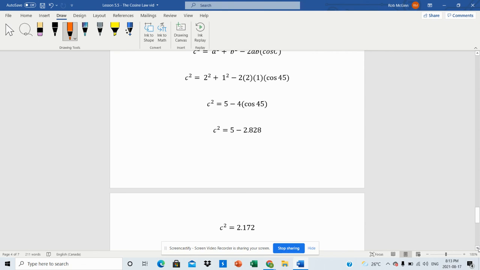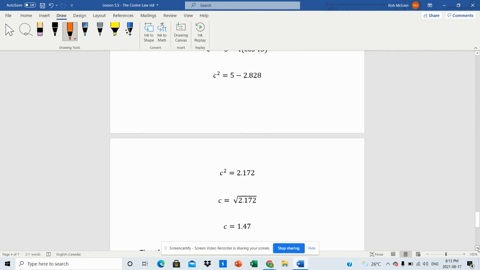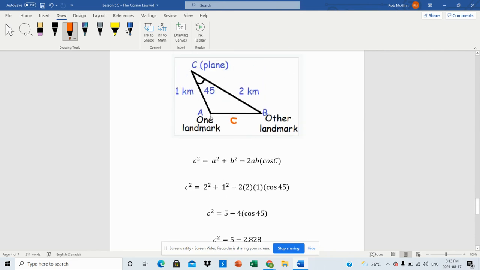So the square root of c squared is just going to become c, and then we need the square root of 2.172. So in this case, c equals 1.47. And so we can say, therefore, the landmarks are approximately 1.5 kilometers apart. So just going back up there, between A and B, that's about 1.5 approximately.